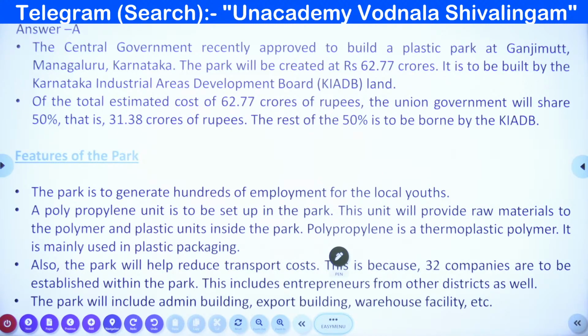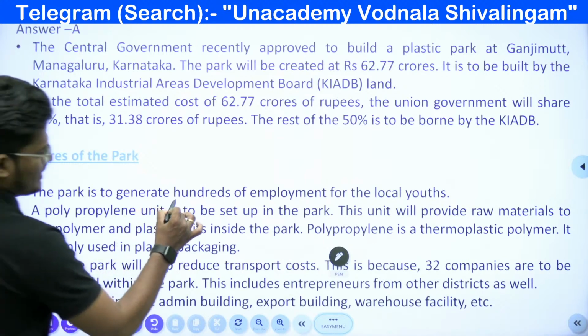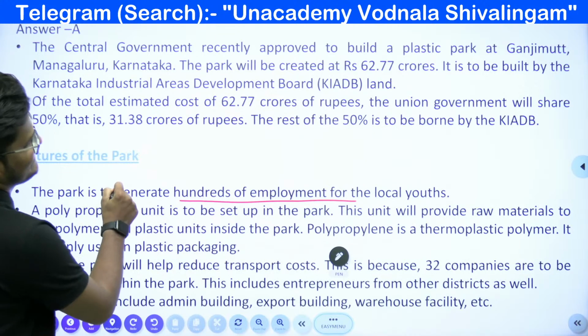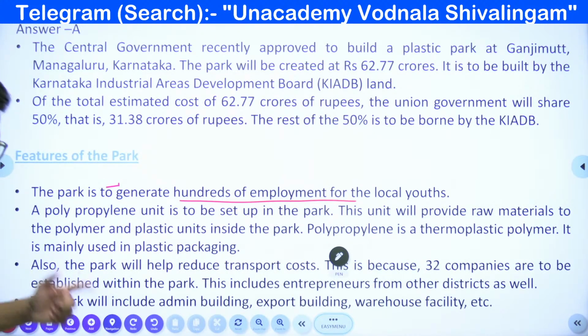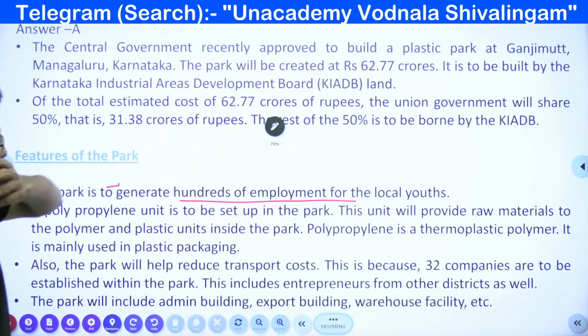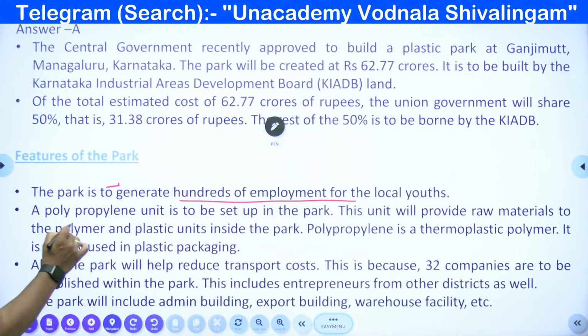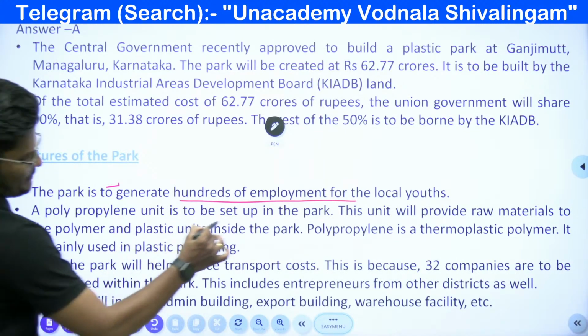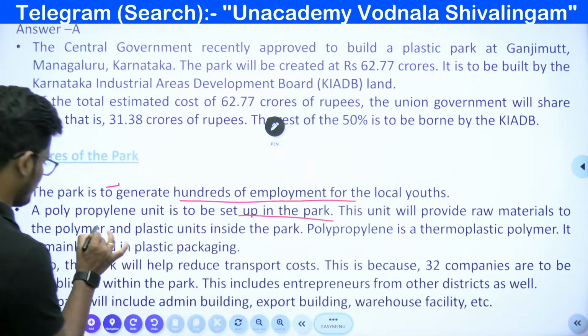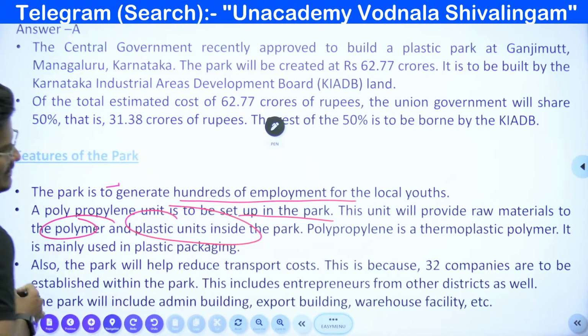In that KIADB land only it will be built. It is to generate hundreds of employment opportunities for the local youth. To generate employment, you are constructing a park, a plastic park. A polypropylene unit is to be set up in the park. This will provide raw material to polymer and plastic units inside the park.